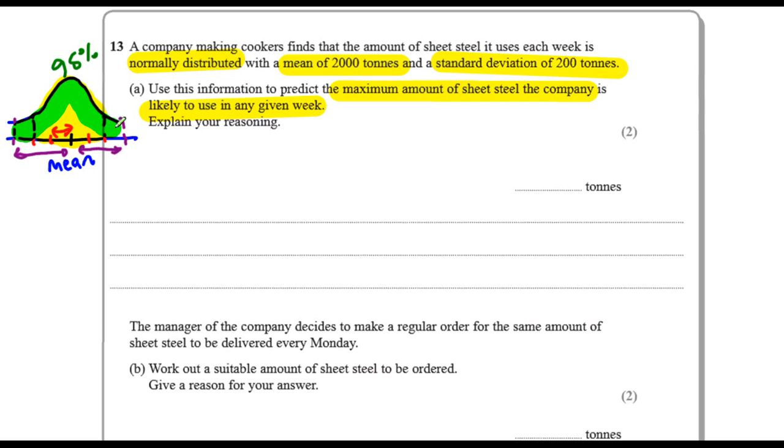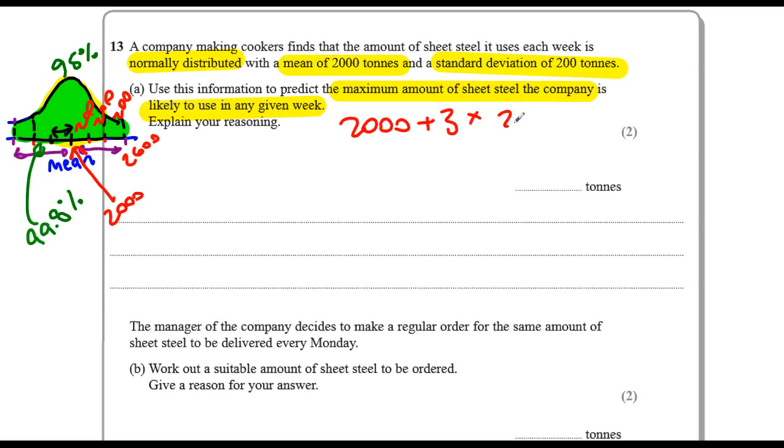Okay, and this is actually always 99.8% of your data, which is pretty awesome. Now we're talking about numbers where our mean is 2000 and our standard deviation is 200 each time. So if we've gone 3 standard deviations away, we get to 2600. So the maximum amount of steel, almost, is going to be 2600, which we got by doing 2000 plus 3 times 200.